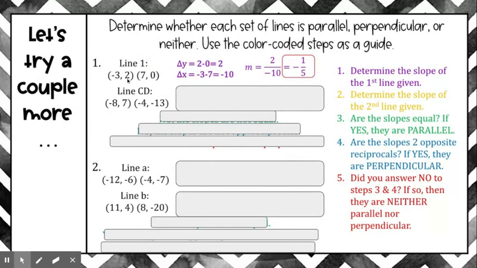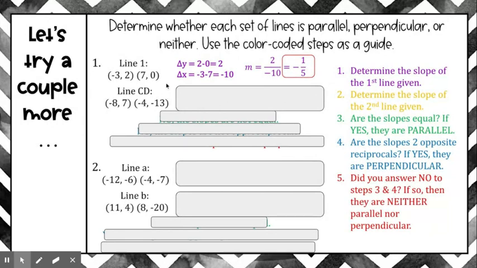So our change in y for line 1 is going to be 2 minus 0 equals 2. And the change in x is negative 3 minus 7, which is negative 10. So our slope is going to be 2 over negative 10, and we can reduce that to negative 1 over 5. If you have a negative here or here on your fraction, it's going to make the whole thing negative. So, okay, we found our slope for line 1.